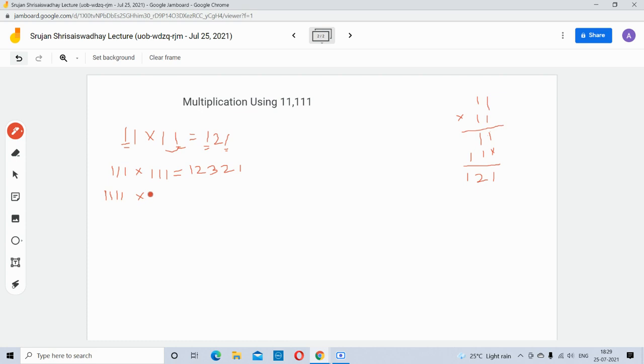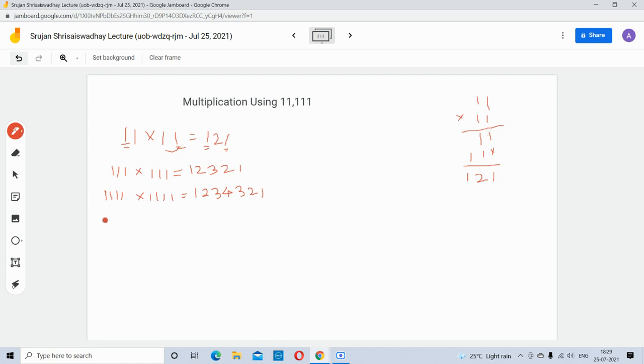1111 multiplied by 1111. That comes out to be simply 1, 2, 3, 4, and again go in reverse: 3, 2, 1. So this is the simplest way you can go for. The rule is that you simply write up to as many as the number of ones, 1, 2, 3, 4, and thereafter you start reducing it.